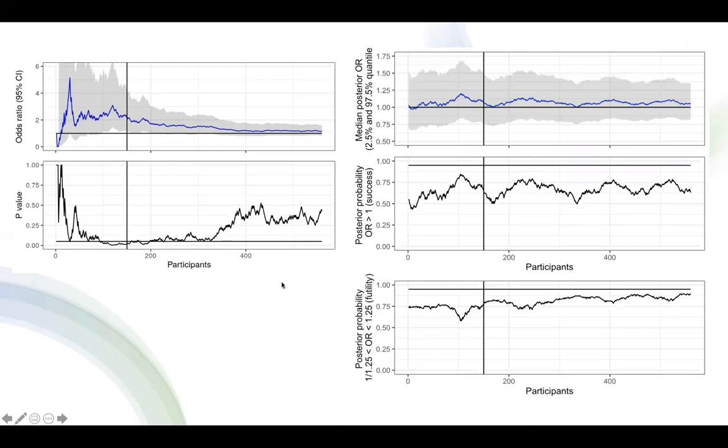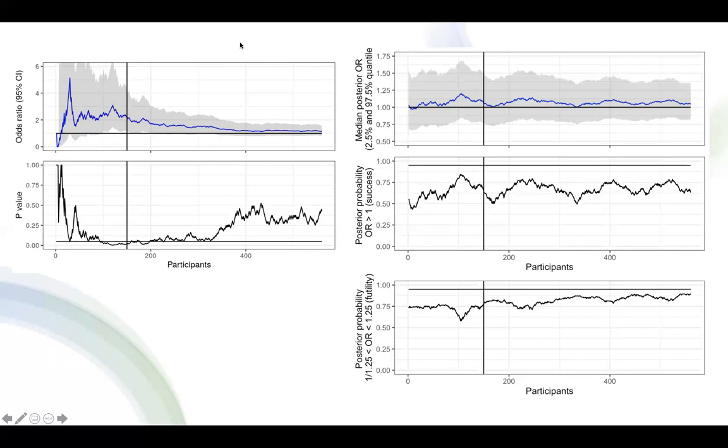This middle plot, though, shows the probability of success. So we would have stopped our trial if we had reached our target probability of success. And as you can see, we were never close. The horizontal line there shows us where we would have stopped the trial for success. And we wouldn't have stopped after 150 participants.